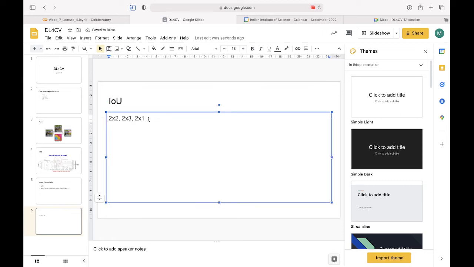So suppose I have to compute IOU. They have given regions. Can you see my screen? Okay. So R2 is this and the overlapping region is this, right? So each of these are actually boxes.